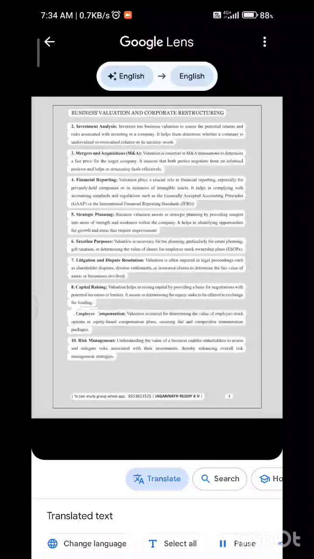9. Employee compensation. Valuation is crucial for determining the value of employee stock options or equity-based compensation plans, ensuring fair and competitive remuneration packages. 10. Risk management. Understanding the value of a business enables stakeholders to assess and mitigate risks associated with their investments, thereby enhancing overall risk management strategies.